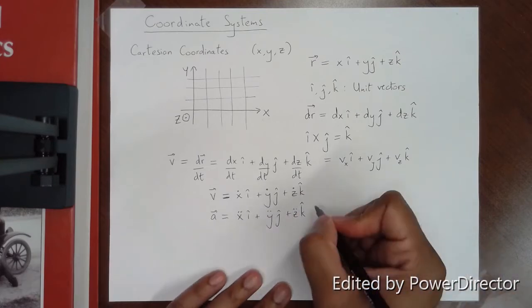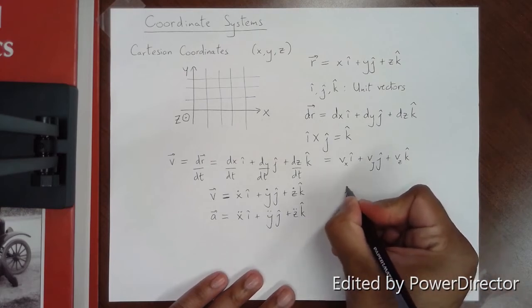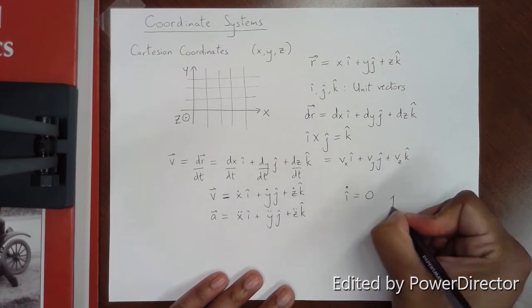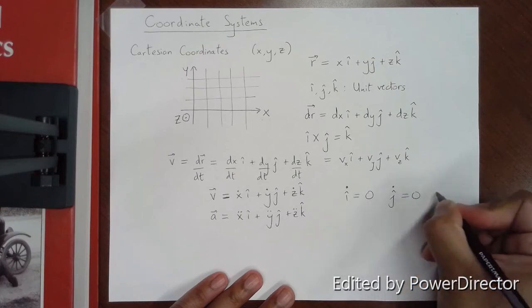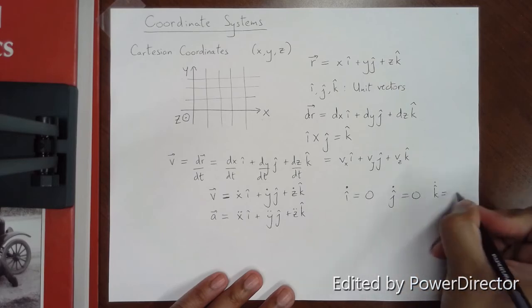Again, notice that implicitly what we are saying is that i hat dot equals 0, j hat dot equals 0, k hat dot equals 0.